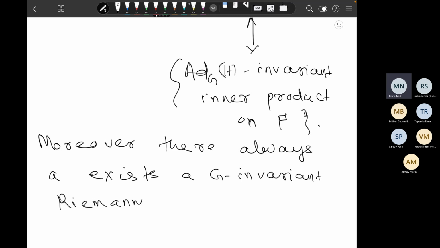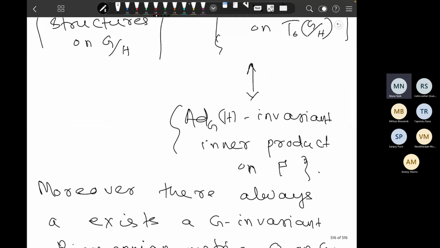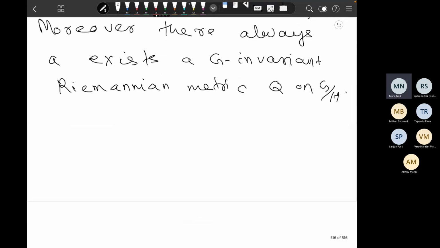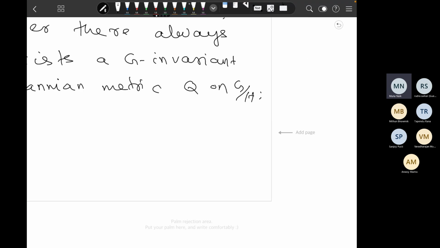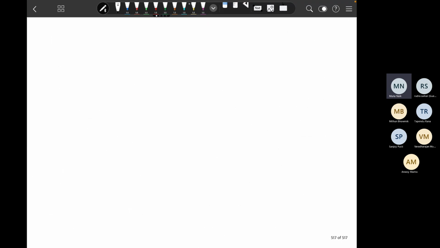Now this is the thing actually. So thus we get that G mod H is a Riemannian manifold. We have obtained it because there always exists a G-invariant Riemannian metric. So we want to show that this G mod H is really a symmetric space. So now the discussion. This will be the final theorem.